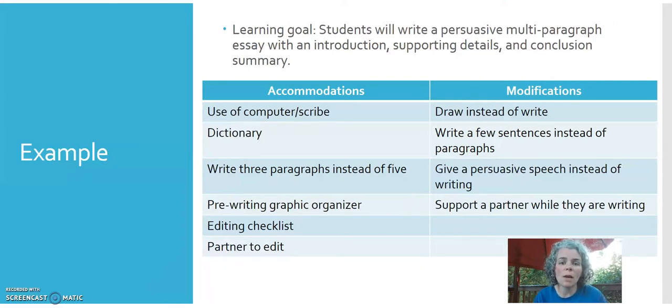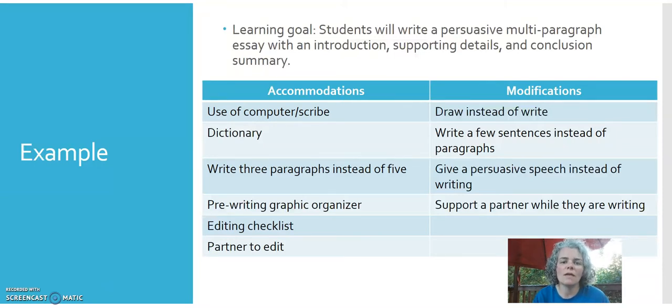Whereas if we're doing some modifications, it may look like they could draw it instead of write. Can you see how if you give a student the option to draw, that's going to alter the learning goal? So that's where we move into modification territory. Same thing about writing a few sentences instead of paragraphs. They give a persuasive speech instead of writing, or they may just support a partner while that partner is doing the activity. So those significantly change the learning goal, and we consider those modifications.